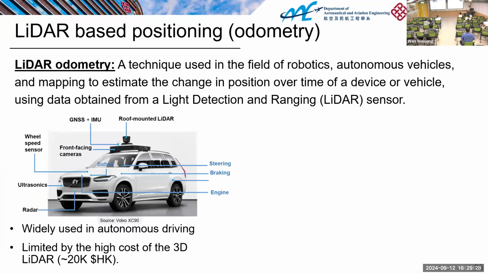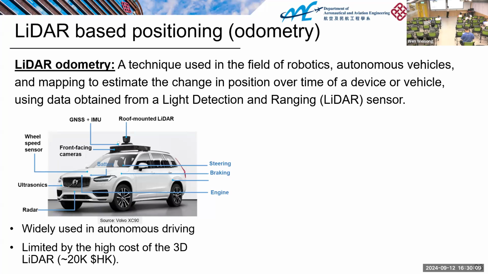The LiDAR can do positioning as well. This is the typical sensor setup of autonomous cars. This is the roof-mounted LiDAR. There are also GPS receivers, a GPS IMU, and of course some batteries, and the dynamic and engine systems. We also have some ultrasonic sensors and radar sensors. For example, high-end cars also have intelligent collision avoidance systems, which are based on a radar sensor.